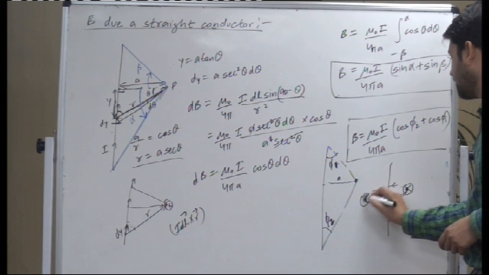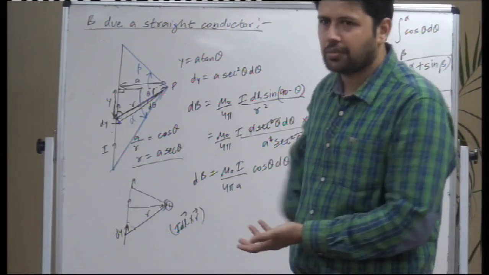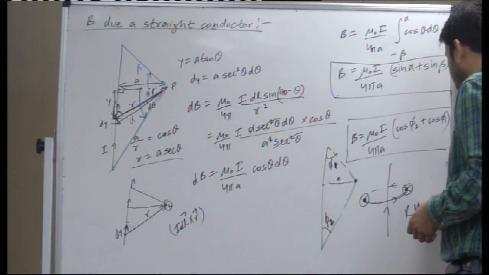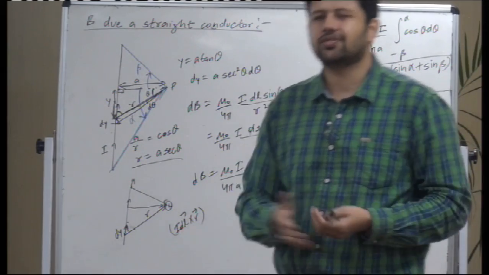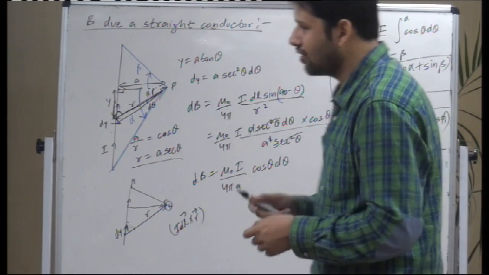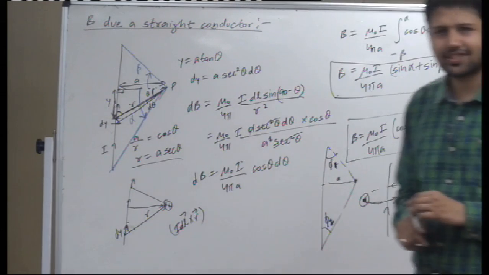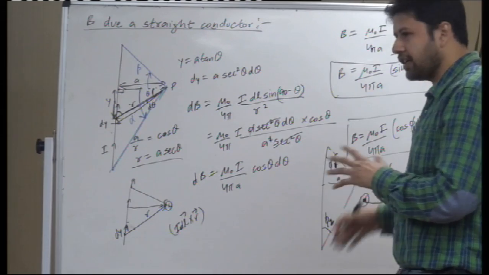At this point the field would be outward. Here we were interested in magnitude. Directions are given by this, by the right hand thumb rule. Is it okay? You have been studying this since 11th, right? So I need not elaborate on this. In fact, in 10th also you studied this, right? Is it okay?